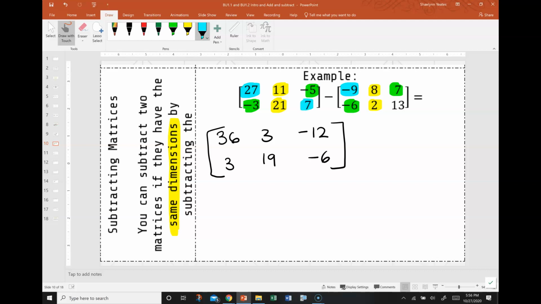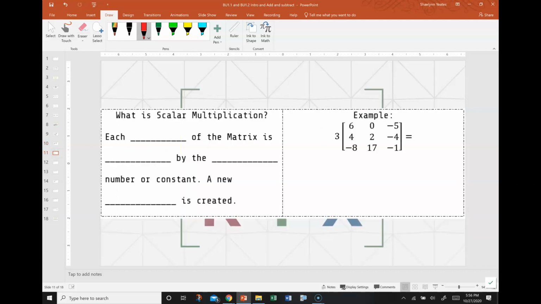Another way you can think about doing this is you can just change this to addition and then change all the signs in here to the opposite. Okay, essentially you're multiplying through by -1, which brings us to scalar multiplication. So each element of a matrix is multiplied by the scalar number, or it's considered a constant, and a new matrix is created.